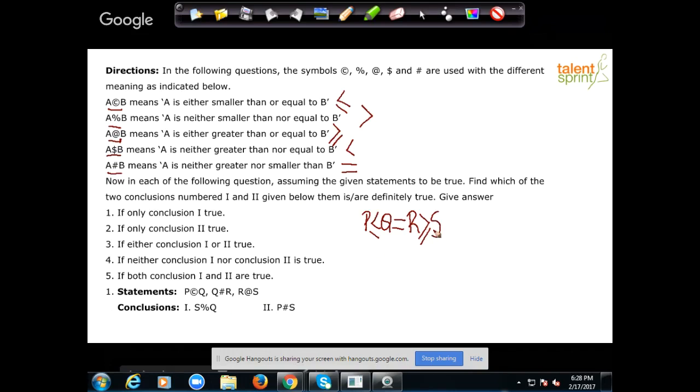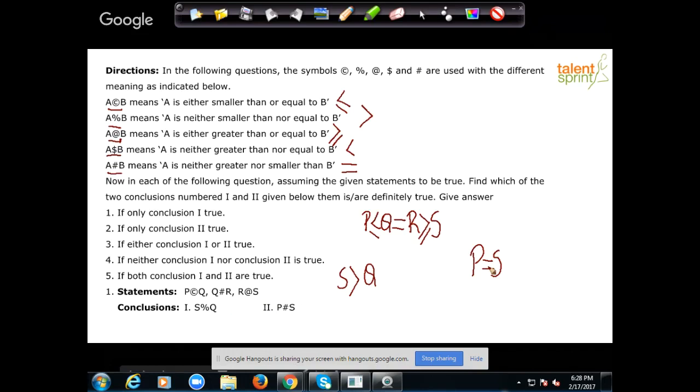Now, if you see these three statements, we have managed to convert them into a linear equation of inequality, from where we can easily see our conclusion. Now, the first conclusion that they tell us is S percentage Q. S percentage Q means that S is smaller than Q. The second one says P hashtag S, which means that P is equal to S.